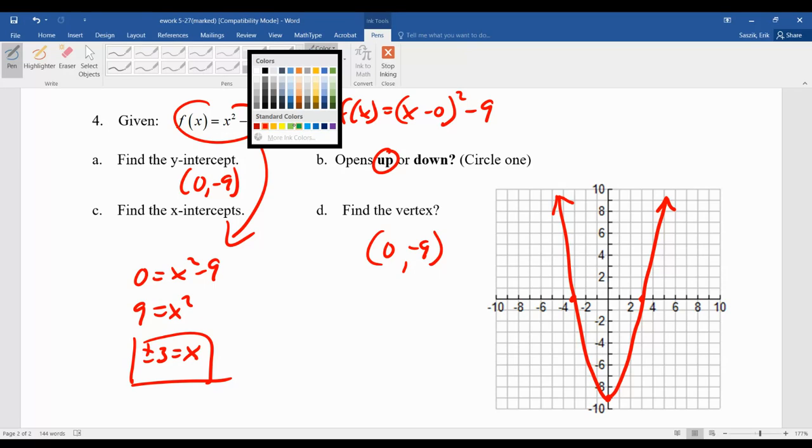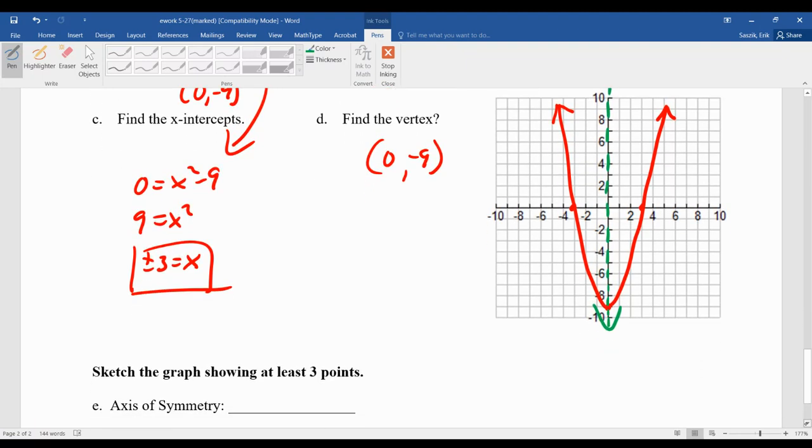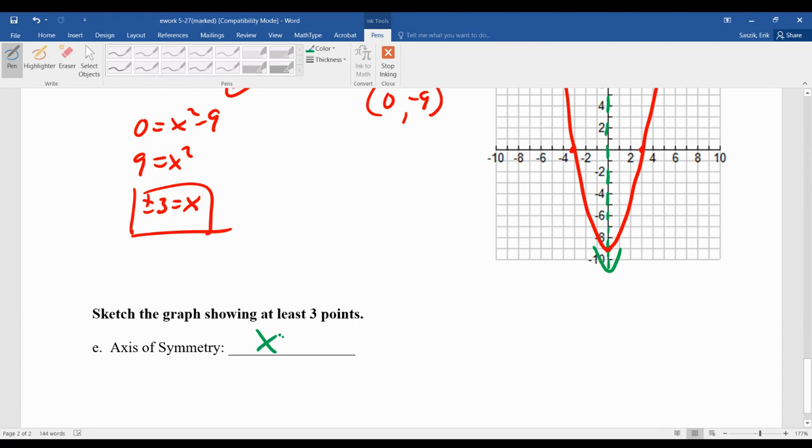There's just 3 critical points. The axis of symmetry is right down here on the y-axis itself. Remember, the value of x in the vertex was 0, so this is x equals 0. And that is it for that.